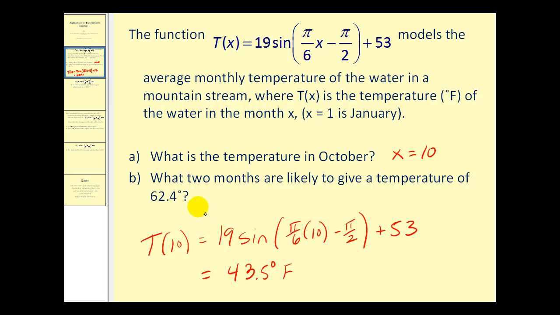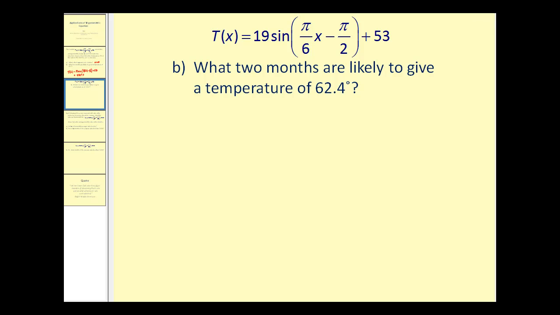Now the next one says, what 2 months are likely to give a temperature of 62.4 degrees? Let's take this on the next screen and see if we can solve that. So now they're giving us the temperature, or T of x, and they want us to find the possible values of x, or in which months the temperature will be 62.4 degrees. Let's go ahead and set this up.